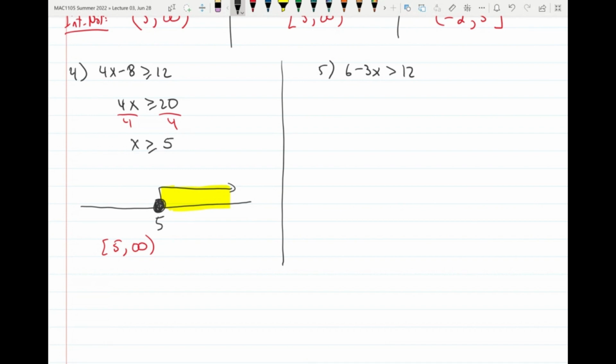So if you want, you can always avoid, for example, here, if you leave x over here, eventually we have to divide by a negative 3, and then we need to flip, okay? You can always avoid that if you want, but if you have a negative coefficient for the x, just move that to the other side, because when you move it to the other side, it's going to be positive.